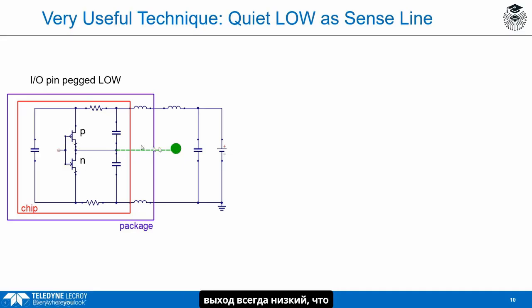So that means the output is always low. That means that the P channel is turned off. It's open here. And the N channel is turned on. And so effectively, the output that comes over here to the board, where I'm going to measure it, this is turned on. This is really low impedance. That means this point here is connected to the VSS on the die.